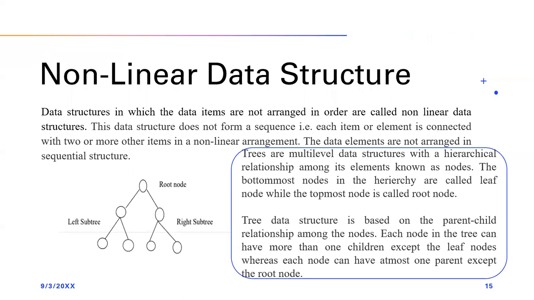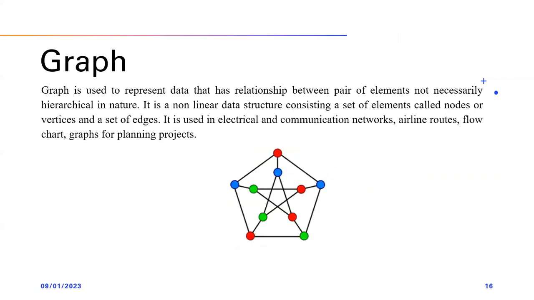Non-linear data structures are those which are not arranged in any order. For example, tree and graph. So these are the types of non-linear data structure.